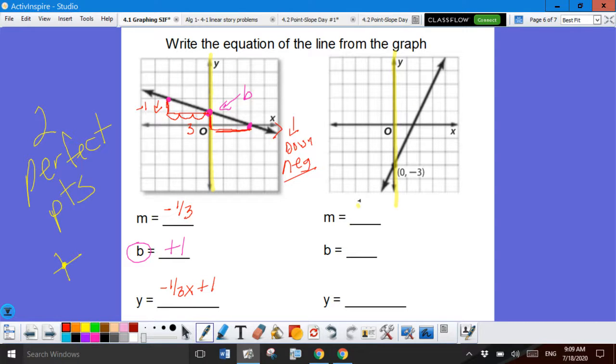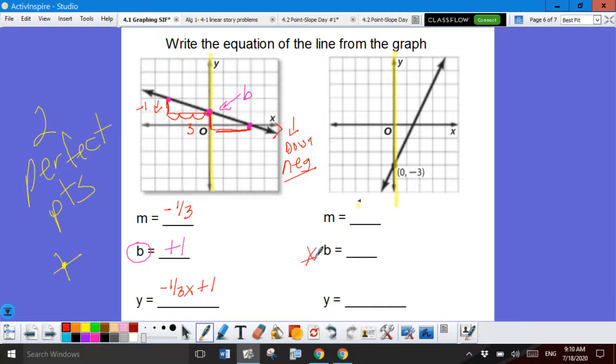Okay, go ahead and hit pause and see if you can come up with your y-intercept on this next one and your slope. All right, let's see how you did.